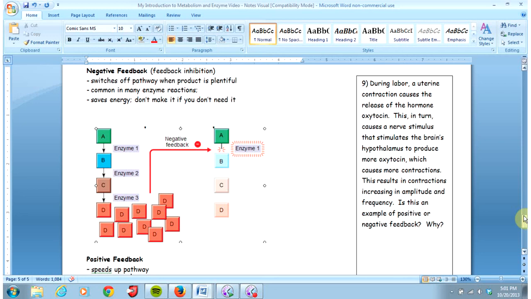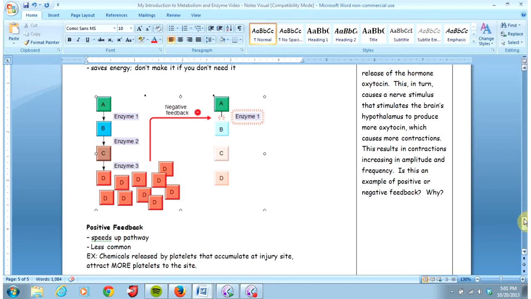So here we're seeing the product of the uterine contractions, oxytocin, causing more contractions, which will cause more oxytocin production. So I would say that this is an example of positive feedback. The response, the creation of oxytocin, perpetuates the stimulus, the contractions. In negative feedback, the response stops the stimulus, whereas in positive feedback, the response encourages the stimulus.